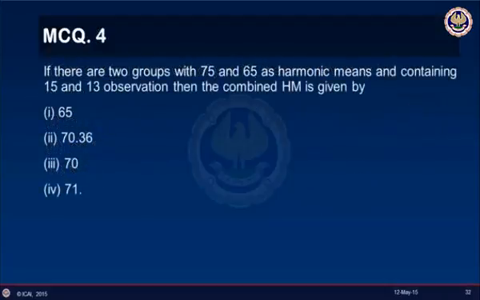There are two groups with 75 and 65 as harmonic means and containing 15 and 13 observations. Then the combined harmonic mean is given by, as we have already discussed, the formula n1 plus n2 by n1 by h1 plus n2 by h2. This is the combined harmonic mean formula.